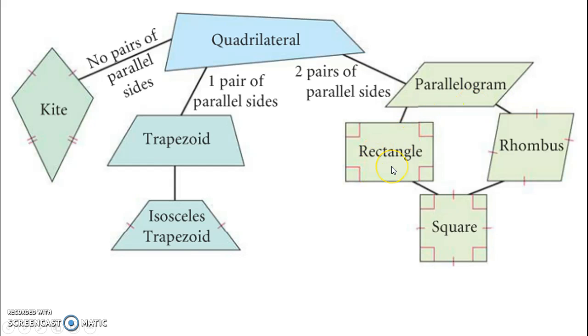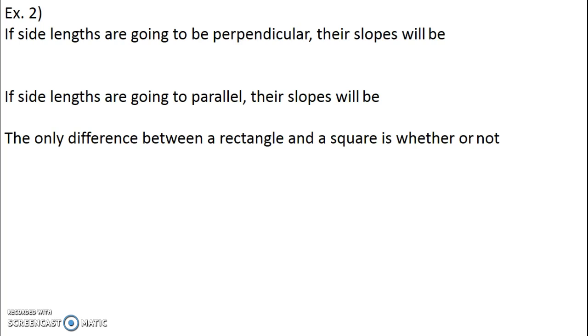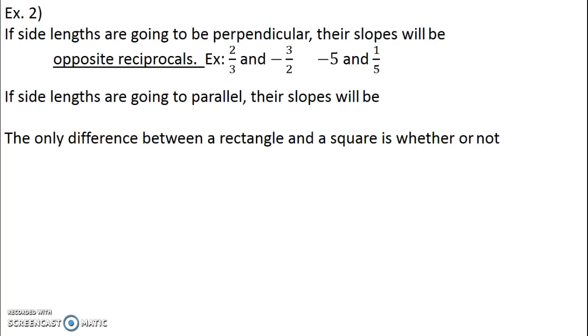But we could have a type of rectangle. We could have right angles, and we cannot answer that until we address how to prove that you have right angles. So we're going to skip down to example 2 for a second. If your side lengths are going to be perpendicular, if you're going to have right angles, their slopes will be opposite reciprocals.